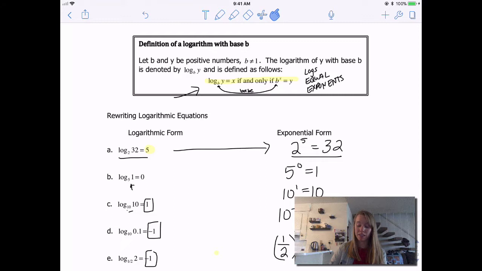This is going to take some practice, but once you kind of get in the groove, it's just like putting together a puzzle. You take the initial, you rearrange it in a particular way, and that is the definition of a logarithm that's related with an exponential.